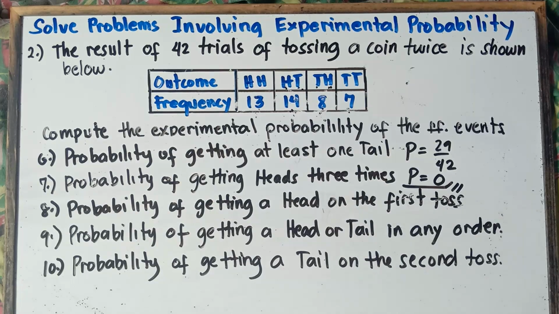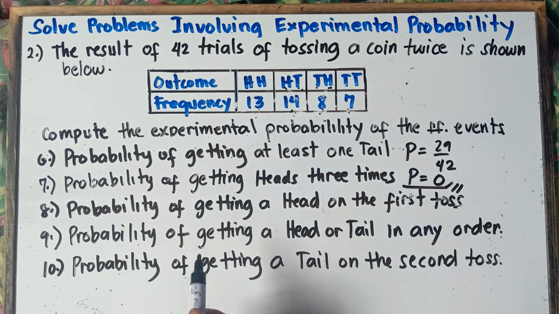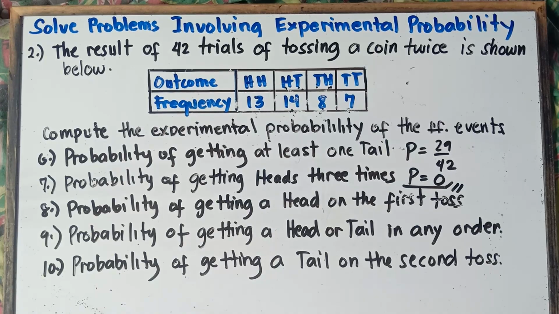Alright, now how about you try this one, class? Example number 8, number 9, and then number 10. And then you put your answer, class, on the comment section down below. Let me check, class, if you really understand our topic. So, for number 8, probability of getting a head on the first toss. Number 9, probability of getting a head or tail in any order. And then for number 10, probability of getting a tail on the second toss. So you try this one, class, and then you put your answer on the comment section down below.